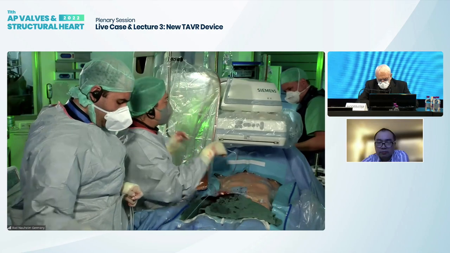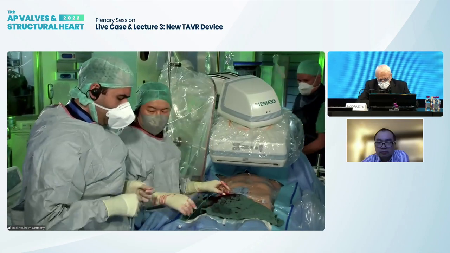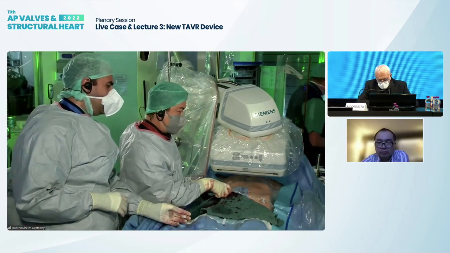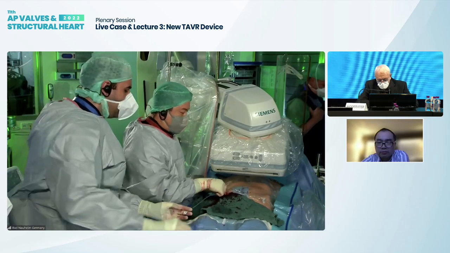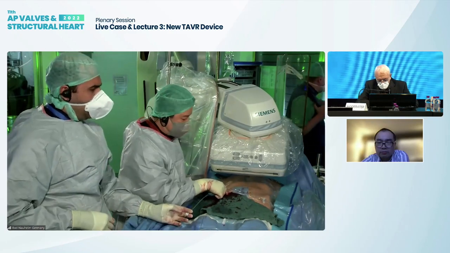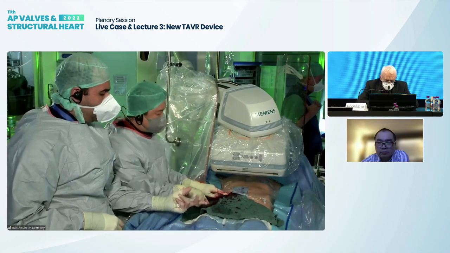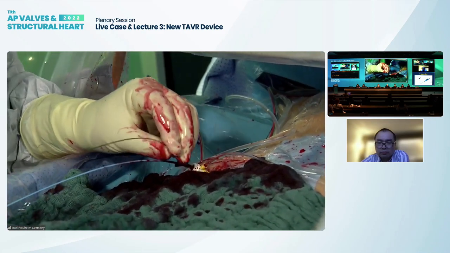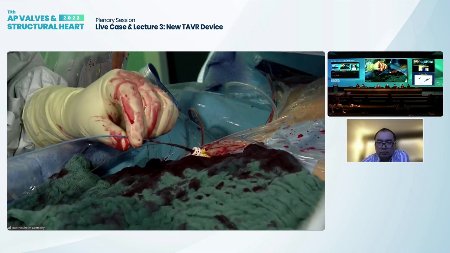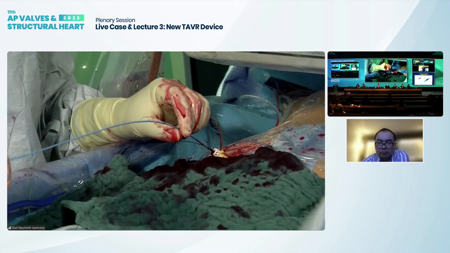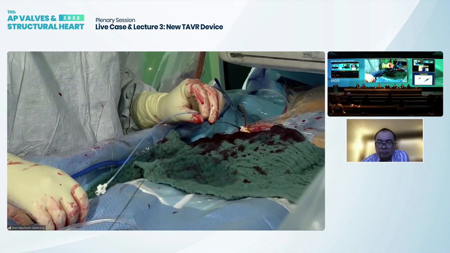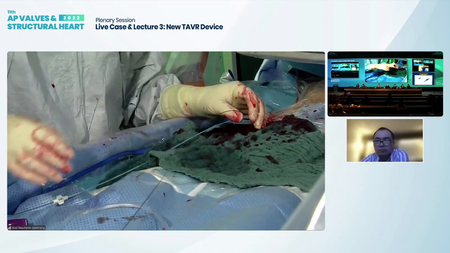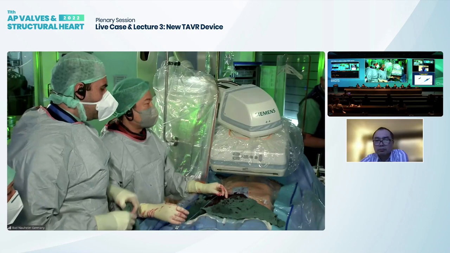Yeah. So now. What you can see now, hopefully, maybe the camera can zoom in. We have the 11 French sheath in the main artery, or in the only artery. We have a regular J wire inserted here, also the long J wire, which we use over an Amplatz left catheter for wire for valve crossing. And this, we mentioned it in the presentation, will be used. This wire will be used only as a landmark throughout the entire procedure.